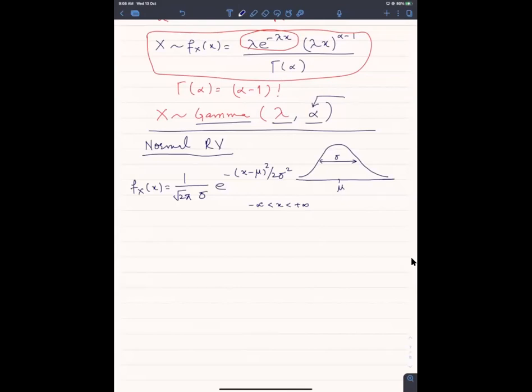Now, in the notes we have shown that this is a probability density function, which means it integrates to 1 and is never negative. It is also symmetric. Why symmetric? Because it has x minus mu square, so it will be symmetric around mu.